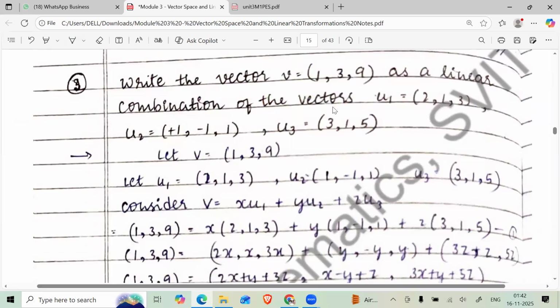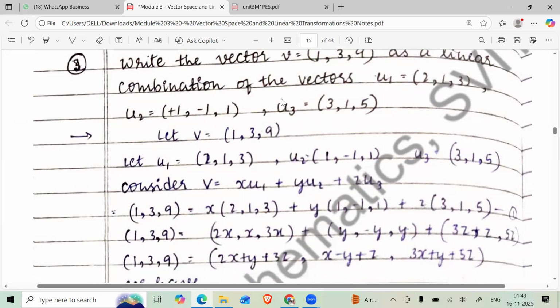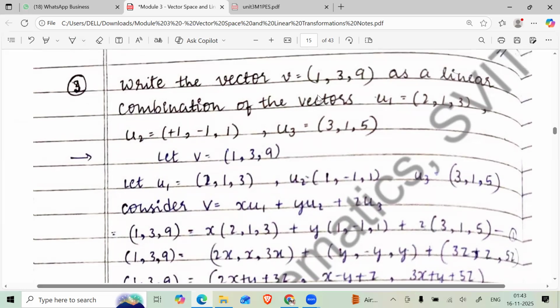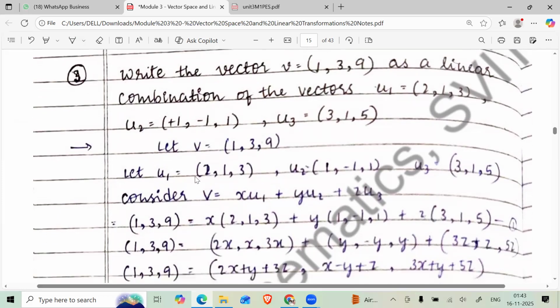Next question is this. V is equal to (1, 3, 9) as a linear combination of vectors u1, u2 and u3. So let V is equal to what? (1, 3, 9). u1 is what? (2, 1, 3). I'll just write it down here. u1, u2 and u3, same thing. V is equal to what? x u1, y u2, z u3. Same formula. 6 or 7 marker easily.